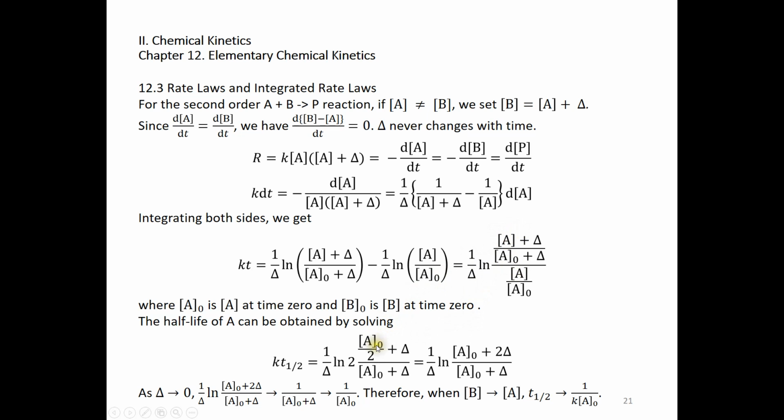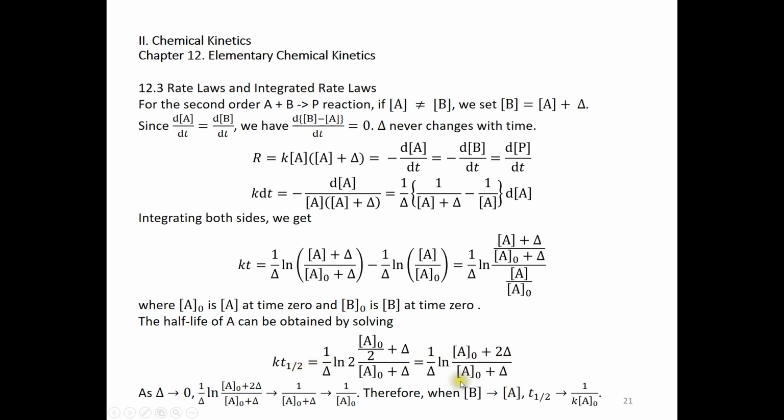A is 1/2 of A naught. So this is just 1/2 on the bottom. That means you have a 2 on top. Get this equation, and you simplify everything, you get this equation. The half-life of A in this case is just 1 over delta times Ln of (A naught plus 2 delta) over (A naught plus delta).